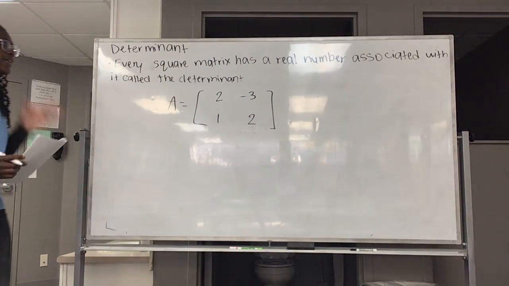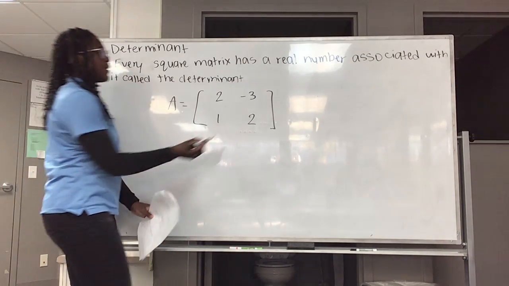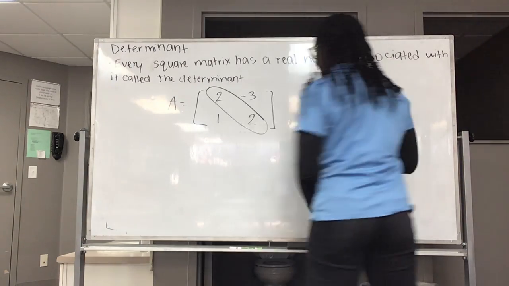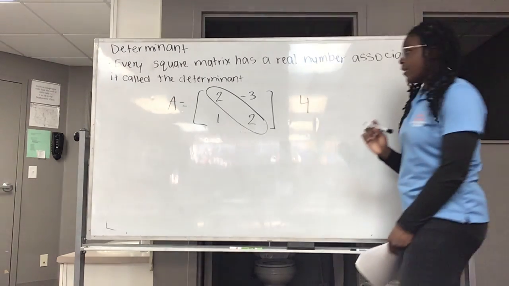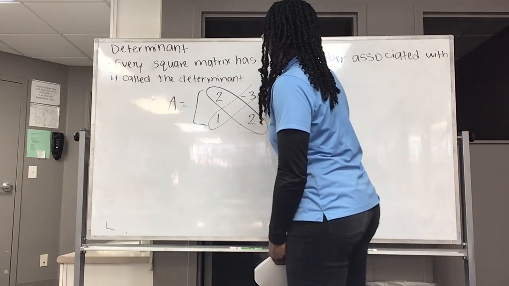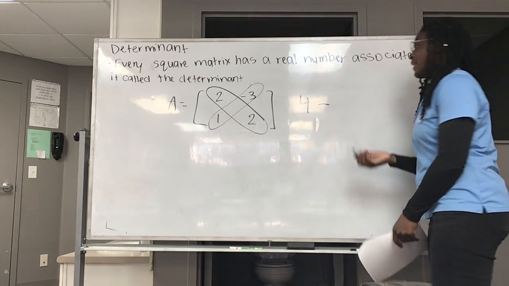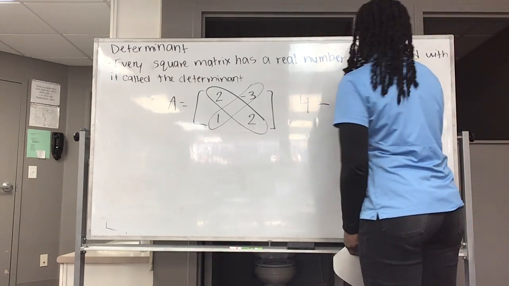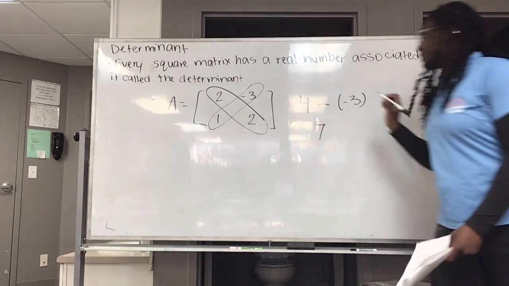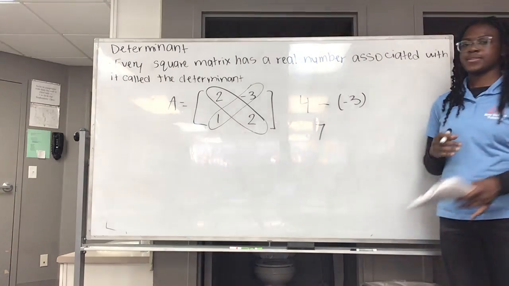Okay, so here's my matrix. And then we're going to find the determinant. So first thing we're going to do is multiply diagonally. So I do these two. So 2 times 2 is 4. And then I'm going to subtract my second product. So 3 times negative 1 is negative 3. So I've got 4 minus negative 3. That becomes plus 3. And then my answer is 7. So 7 is the determinant for this matrix.